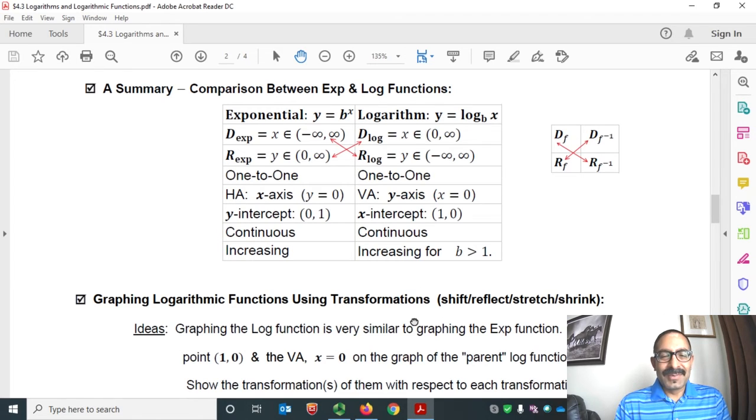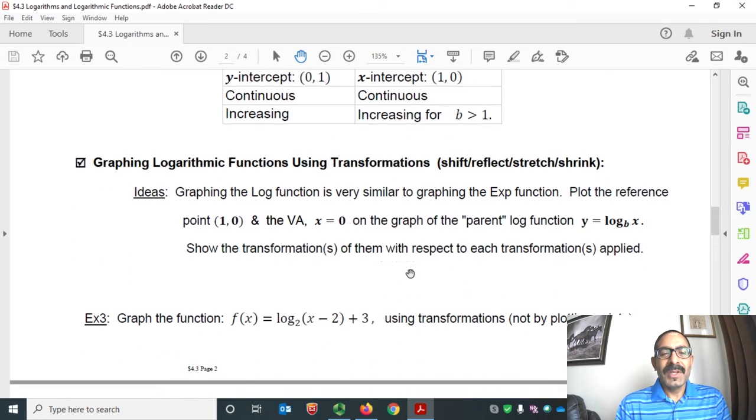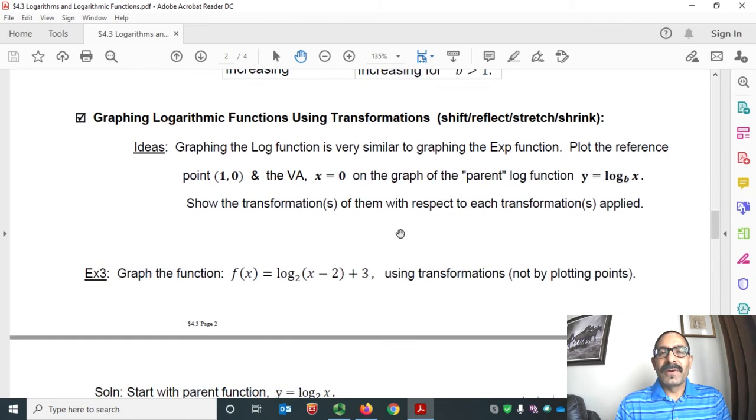So now let's move on. Next, graphing logarithmic functions using transformations. The idea is similar to graphing the exponential functions. So plot the reference point. Here the reference point is (1, 0) for the logarithmic graph, and the vertical asymptote is the y-axis, that is x equals 0. Then apply the transformations with respect to the transformations we applied.